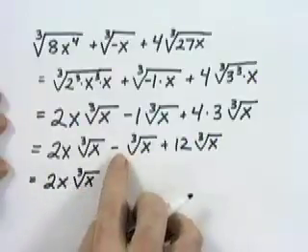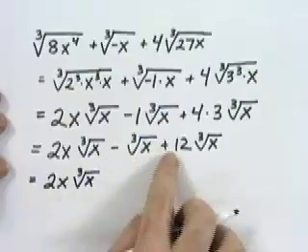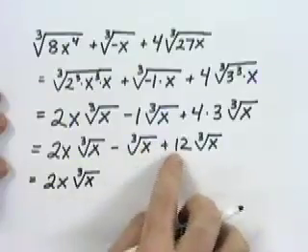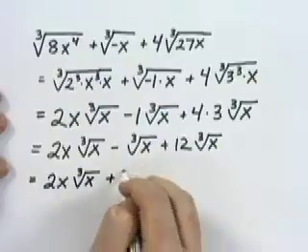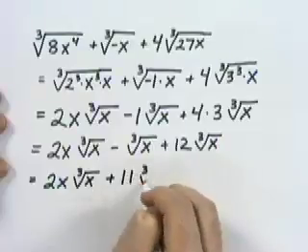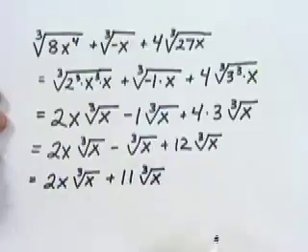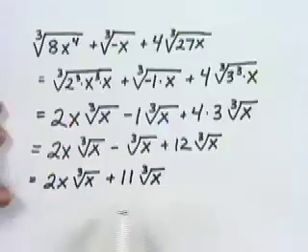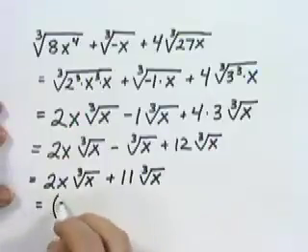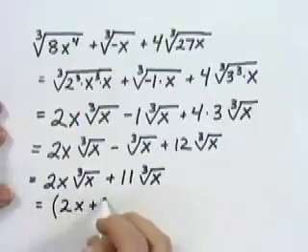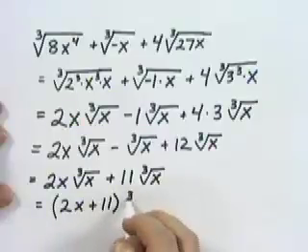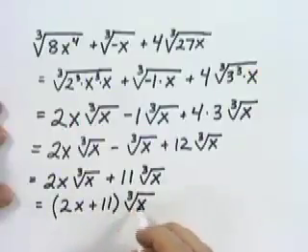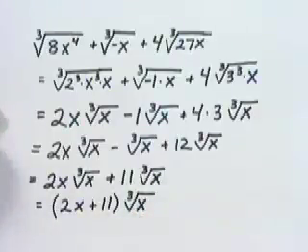However, here I have a coefficient of negative 1, then plus 12. Negative 1 plus 12 is 11, so I have plus 11 times the cube root of x. Now, because I have this common factor, the cube root of x, I'm going to write this as 2x plus 11 times the cube root of x. In other words, just factor the cube root of x out of the expression.